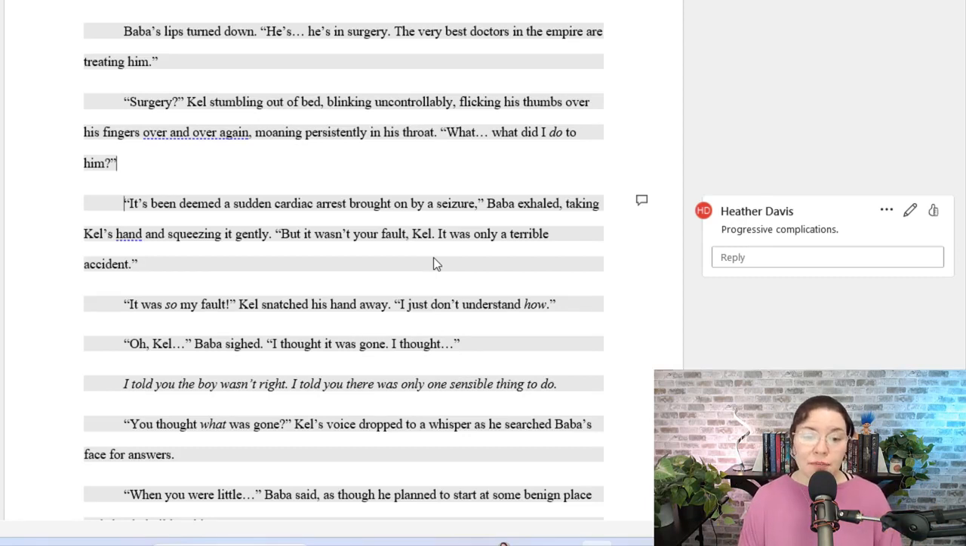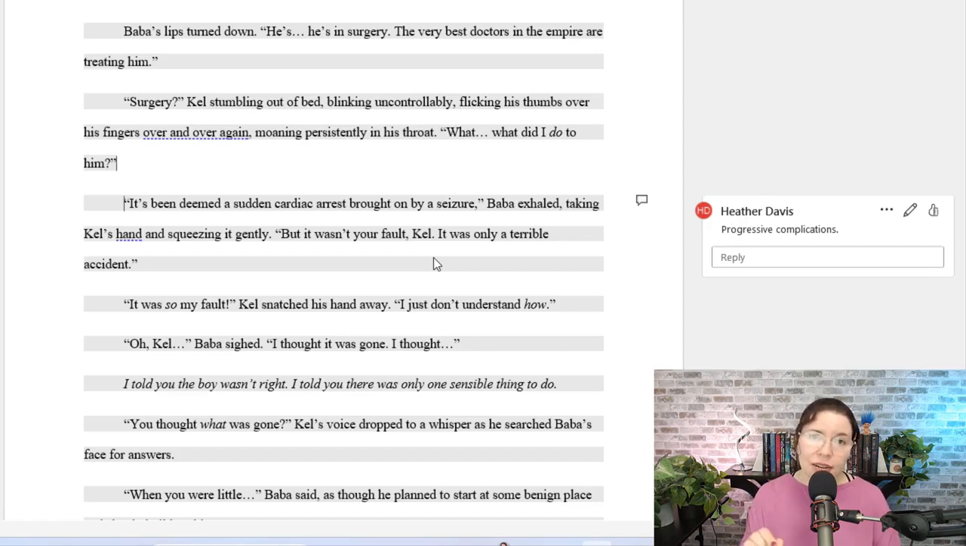Okay, it's been deemed a sudden cardiac arrest brought on by a seizure. Baba exhaled, taking Kel's hand and squeezing it gently. But it wasn't your fault, Kel. It was only a terrible accident. It was so my fault. Kel snatched his hand away. I just don't know how. Oh, Kel, Baba sighed. I thought it was gone. I told you the boy wasn't right. I told you there was only one sensible thing to do.